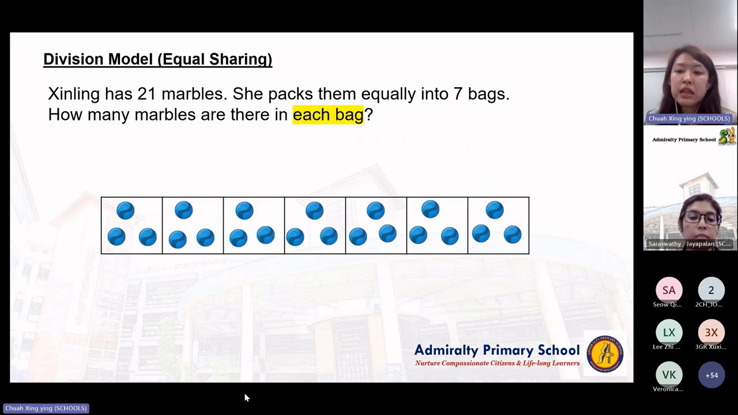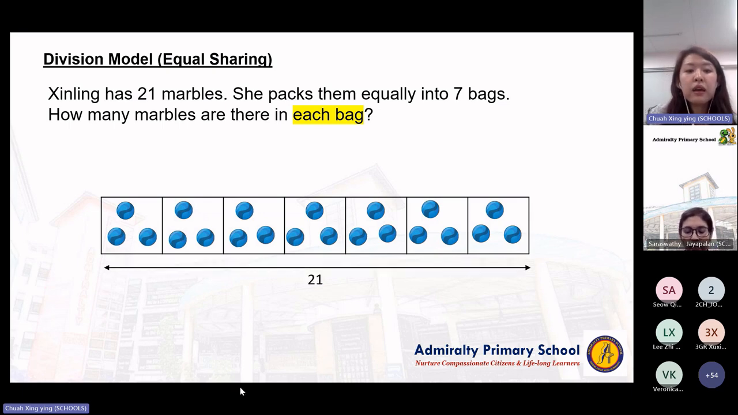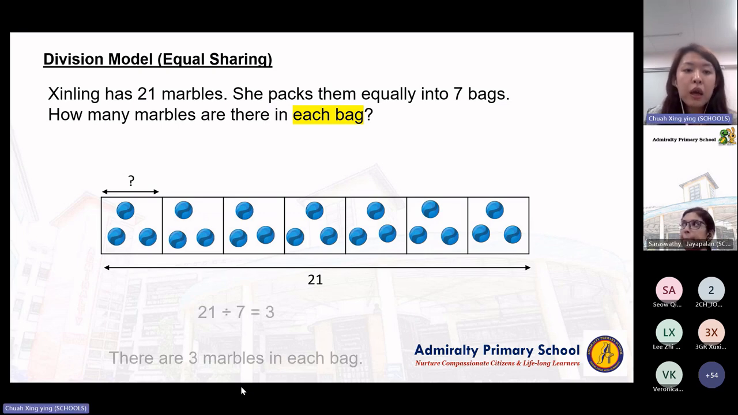There are 3 marbles in each bag. It is good for the children to draw the size of each unit the same to show that each unit is equal. So we have 21 as the total. We want to find out how many marbles are there in each bag. 21 divided by 7 equals 3. There are 3 marbles in each bag.